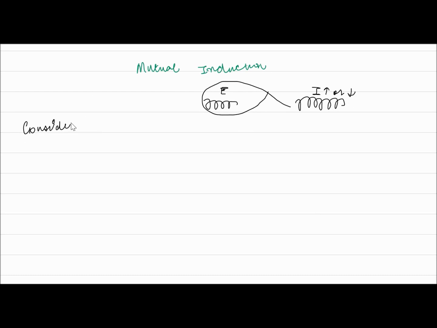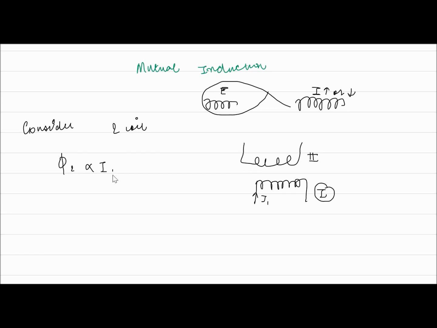So we'll do it. Consider two coils. We'll name the first coil 1 and the second coil 2, and we'll take the current flowing in coil 1 as I1. So as we know, phi 2 will be proportional to I1. The flux generated in the second coil will be proportional to the current changed.